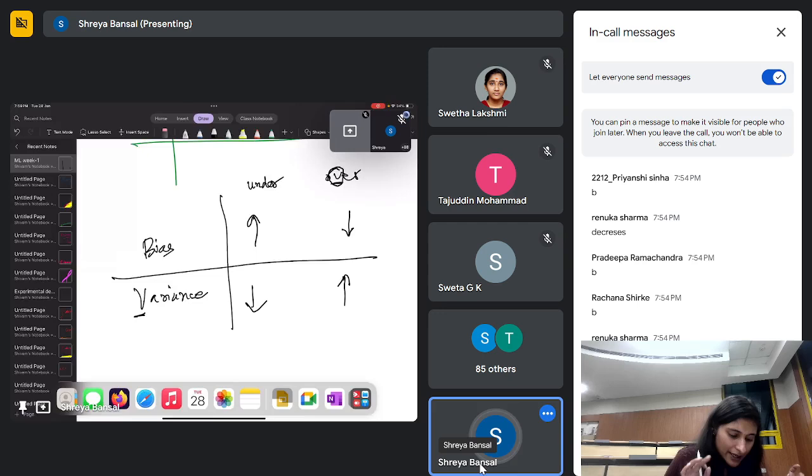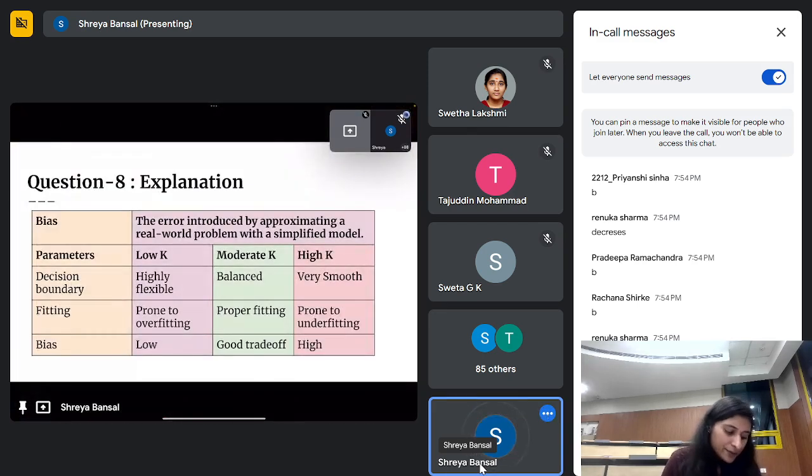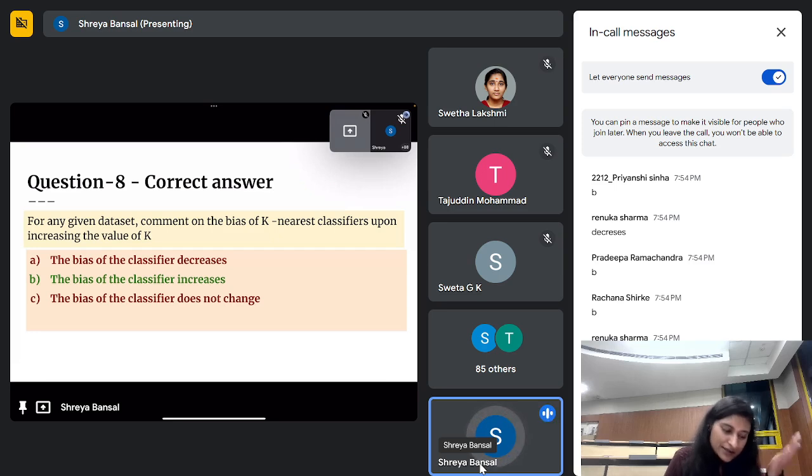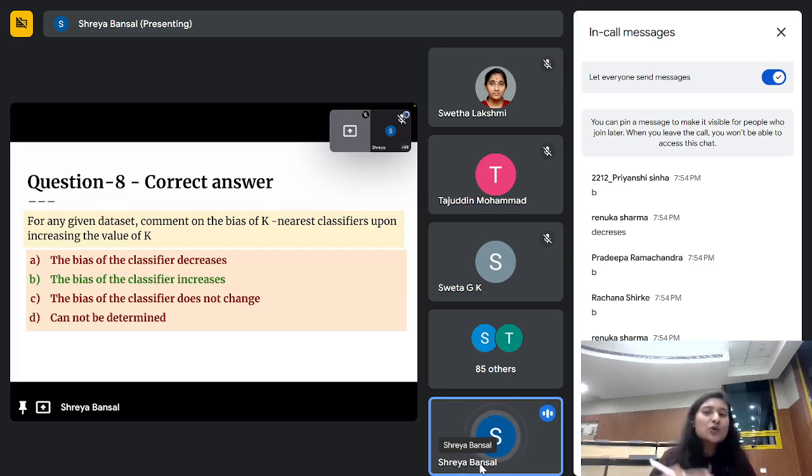So the question that we were having is, if overfitting is there, obviously the bias will be low. Now you have to join the tracks, and the answer is simple: if the k nearest neighbor value increases, the bias will increase. Because as the value of k increases, it goes to underfitting, and if it is underfitting, the bias is increased. Okay, clear?